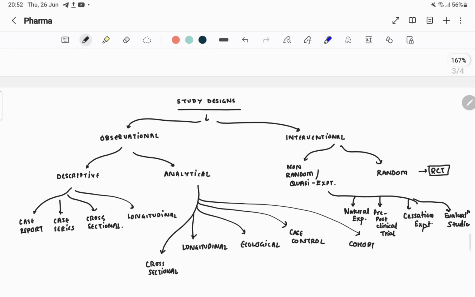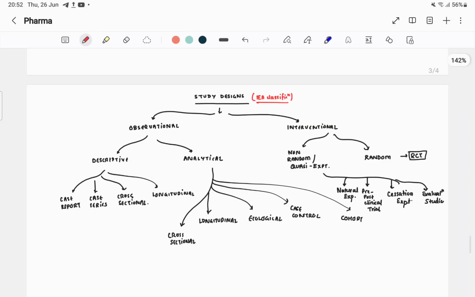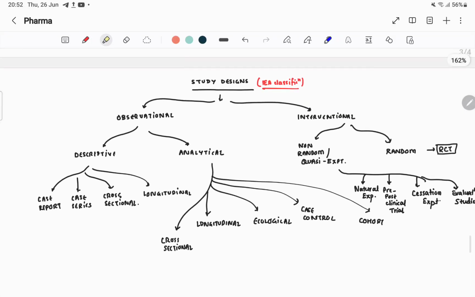This is the classification given by the Indian Epidemiological Association, the IEA classification. In the PARK textbook, some mistakes may be there, so I am correcting this, and this is the classification which is worldwide accepted for epidemiology. Okay, study designs: observational, interventional. Descriptive, analytical, non-random, random. Done.